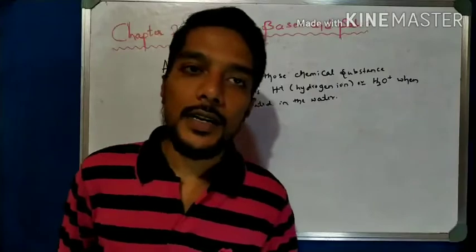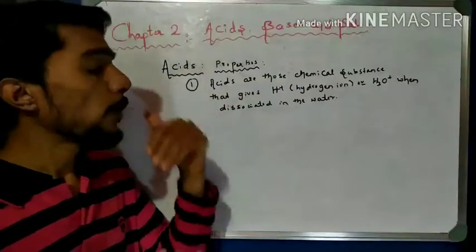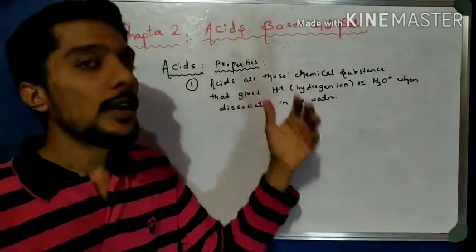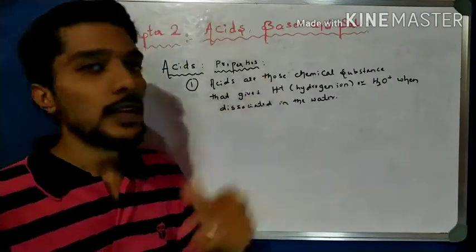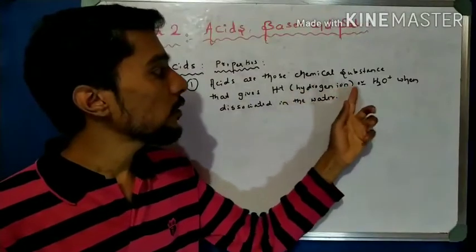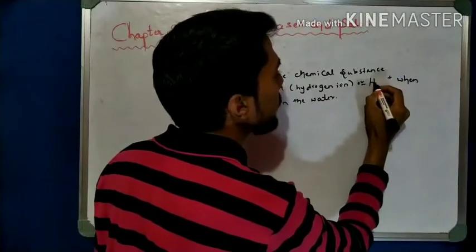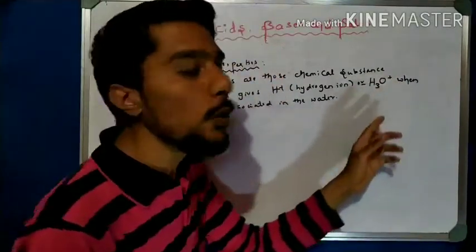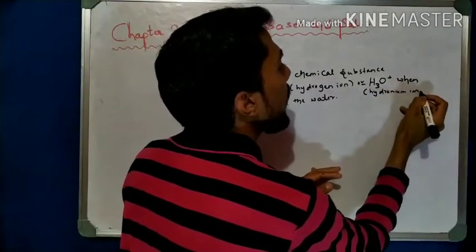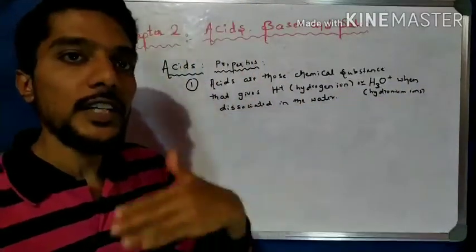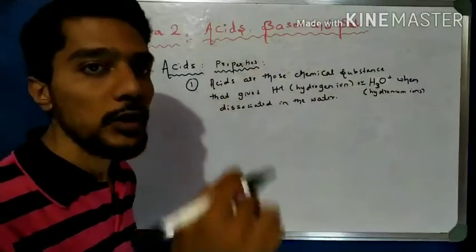The first point of acids is the chemical definition of acid, that is the first observation of chemical properties. Acids are those chemical substances that give H plus ions. H plus ion means hydrogen ion, or we also call it H3O plus ion, that is hydronium ion. When dissolved into the water, they give H plus and H3O plus, hydronium ions. That is the first property of acids.